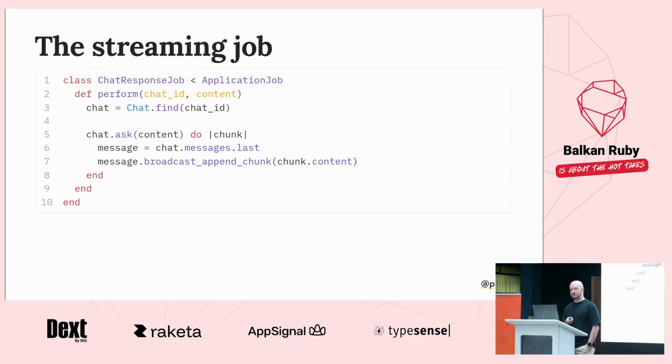In this case, you need to always check what is the last message. And this is because there is a so-called agentic loop, terrible naming, but basically means that each single ask function call could actually create multiple messages, especially if you have tools. So it can call one tool, then it can call another tool, then it can give you an assistant response. So you need to know which message you're appending things to. And then it simply calls this broadcast append chunk, which is a simple helper that you can see the code of if you want inside your application.